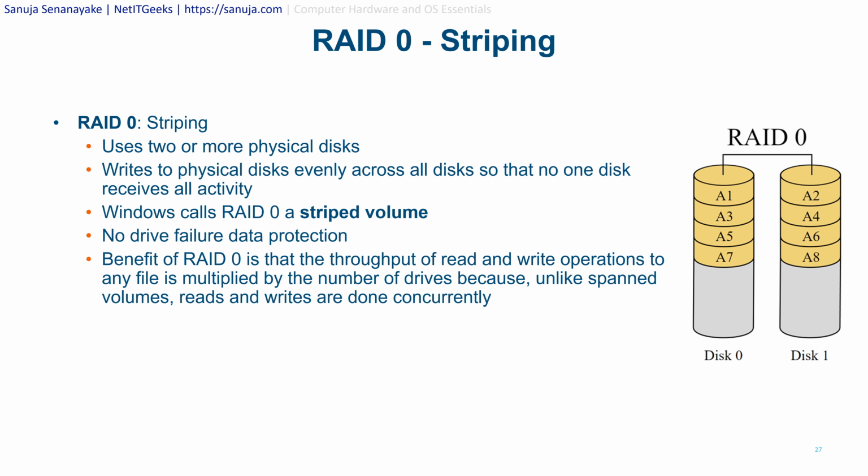even use RAID 0? The reason why people use RAID 0 in certain situations is that the benefit of RAID 0 is that the throughput of read and write operations to any file is multiplied by the number of drives, because unlike span volumes, reads and writes are done concurrently. So that means the read write access speed is going to increase as opposed to using other types of RAID.